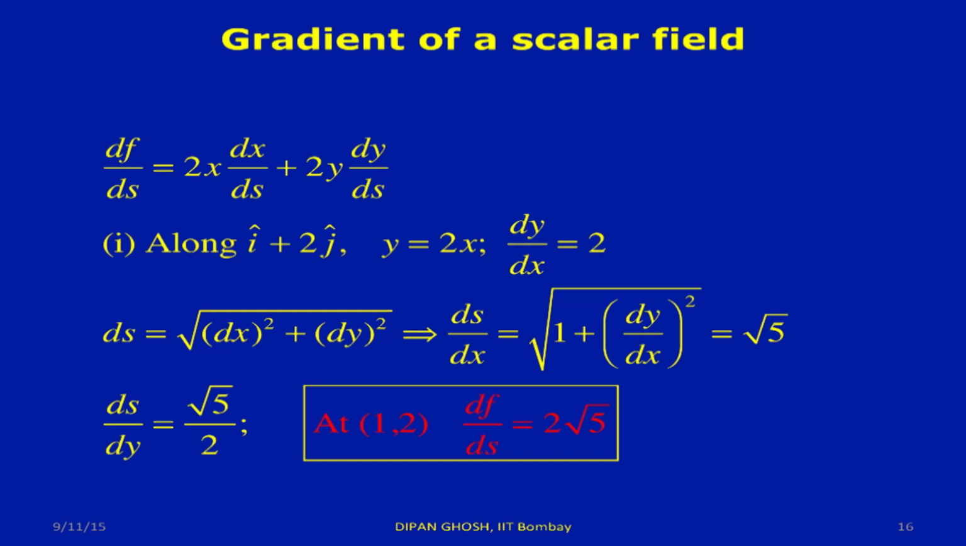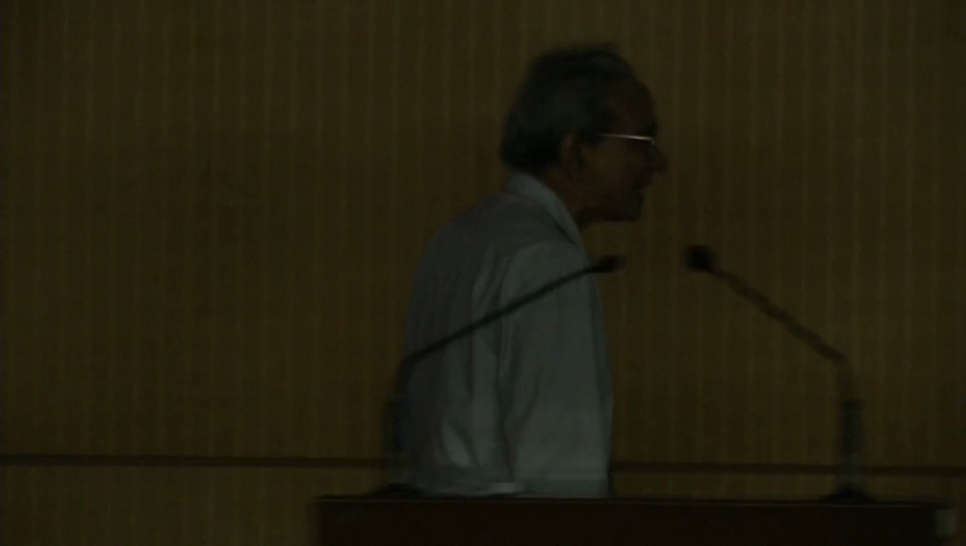So what do I do? I say, all right, this is a two-dimensional picture. So I want df by ds. So write down your function that was given. Find out what is the partial of the function with respect to x, which is 2x. And so this is your df by dx definition. So along i plus 2j, notice y is 2x and dy by dx is 2. And this you can very trivially calculate. So this is the concept of a directional derivative.